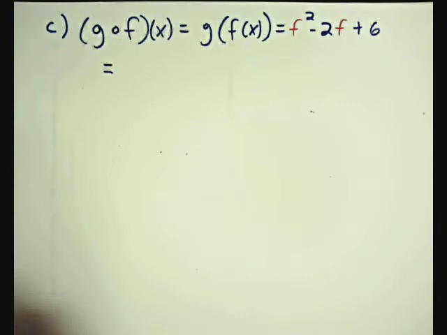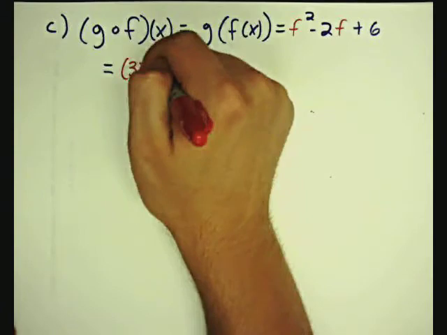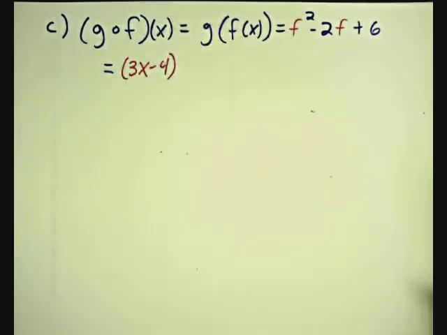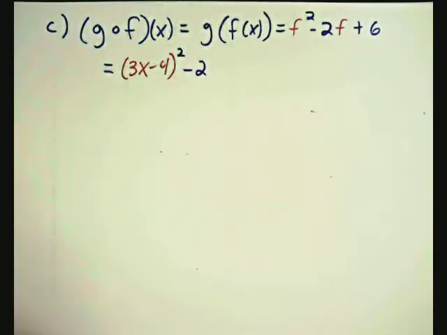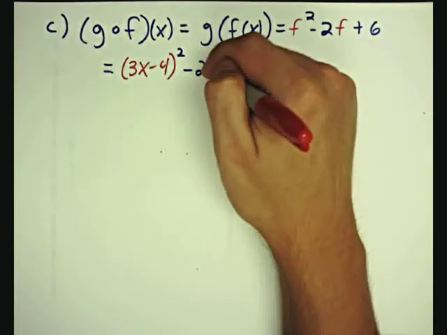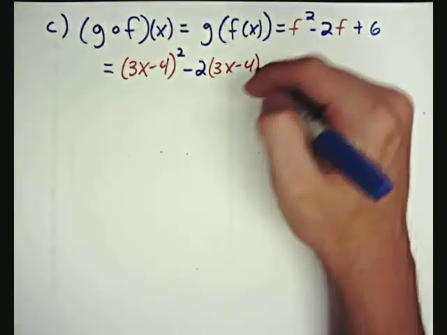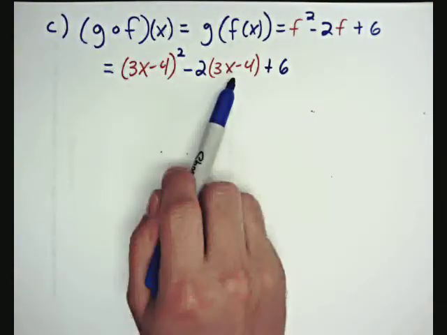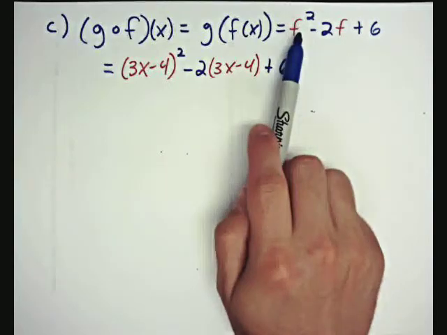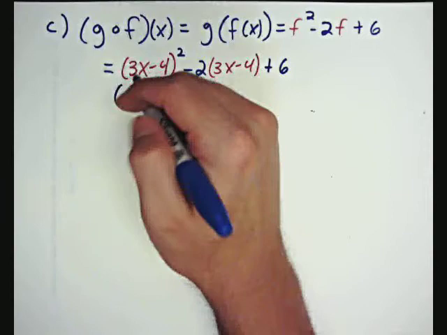Replacing f with the actual function f gives us 3x minus 4 squared minus 2 times 3x minus 4 plus 6. So again, everything that is in red is what was x in the function g. And so now we need to simplify this. Remember that this is a FOIL problem.